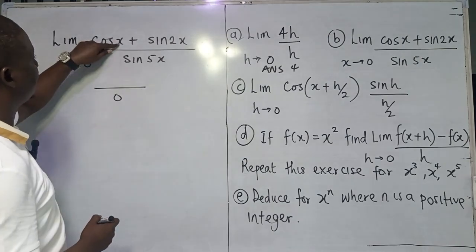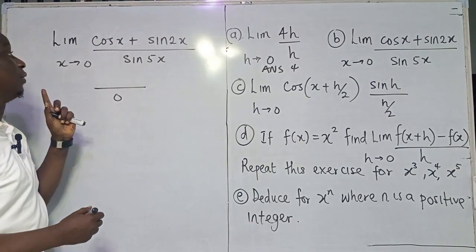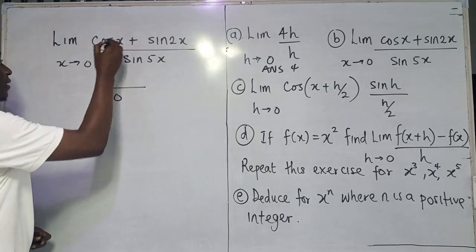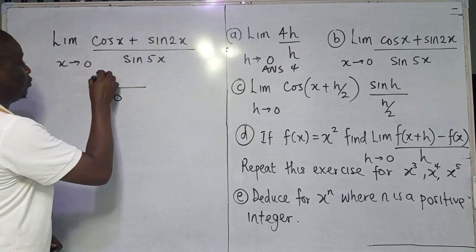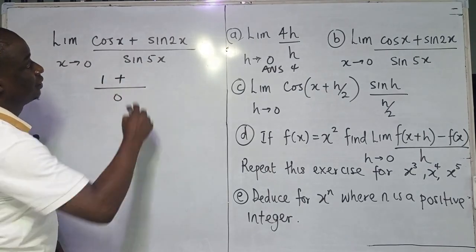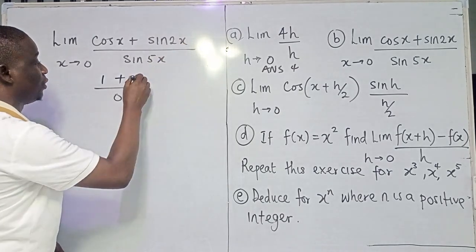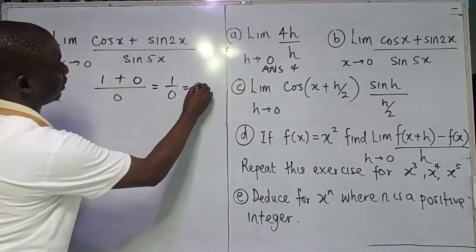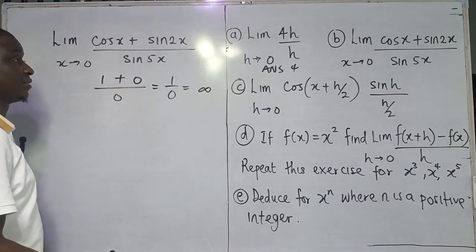Now put 0 here, because 5 times 0 is 0, then sine 0 is 0. Put 0 in cos x: cos 0 is 1. Substitute 0 for x here: 2 times 0 is 0, sine 0 is 0. So we would have 1 over 0, and that will give us infinity. And that will be the answer for that.